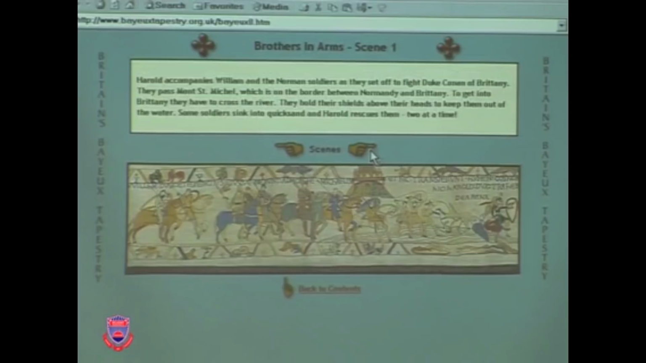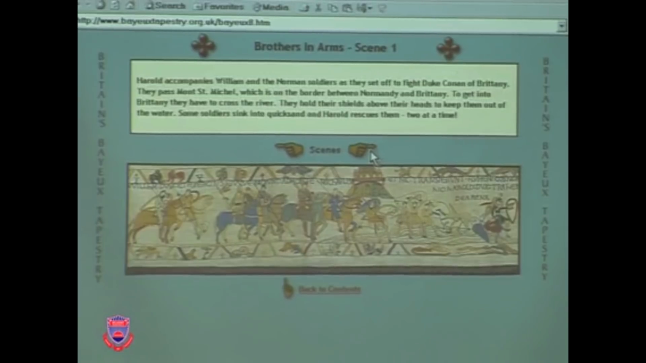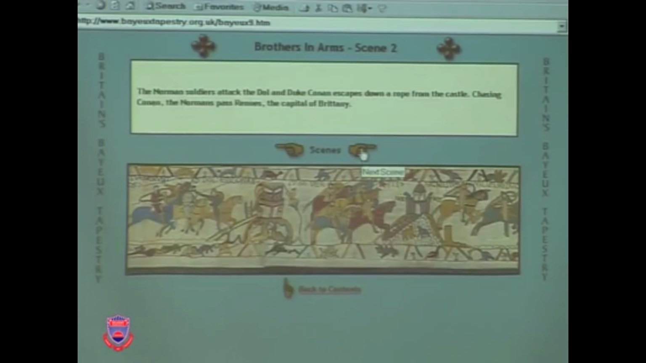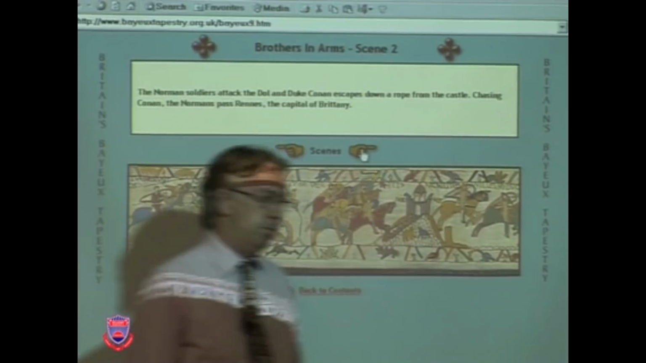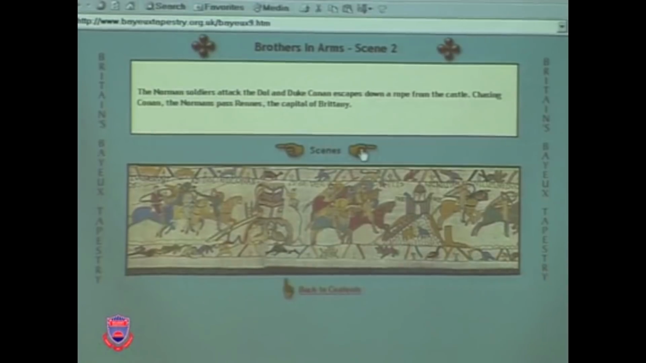And then we get this expedition to Brittany, which we talked about earlier. Okay, they set off on this expedition against Duke Conan of Brittany, in which Harold supports and fights for William. Now, what do you think the significance of that is? Why is that expedition mentioned? What's the reason for that detail?